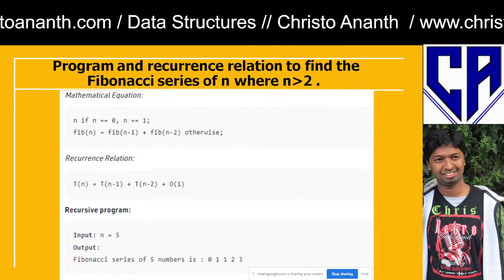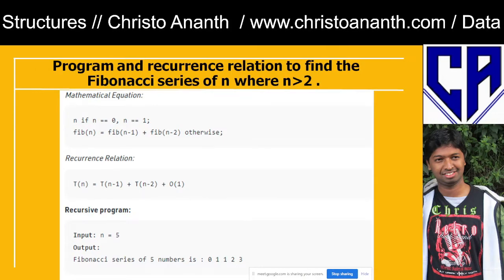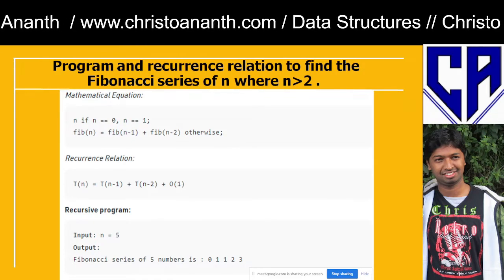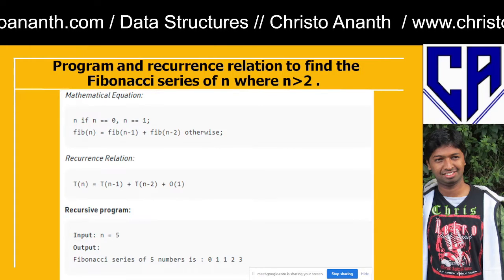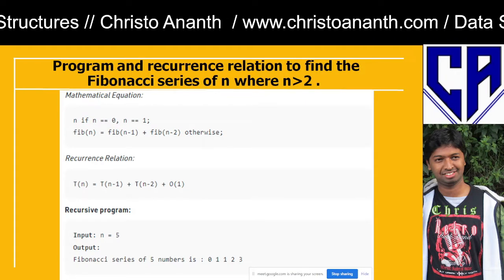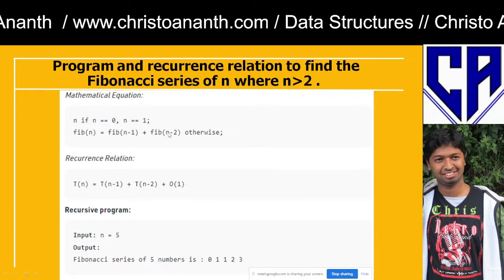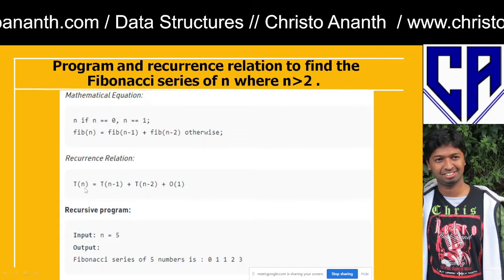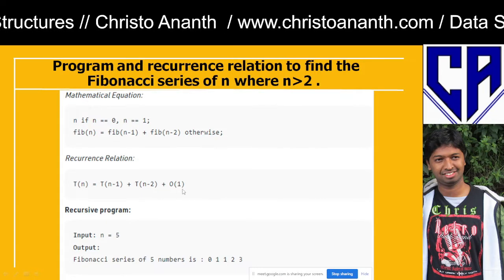So we have a program as well as a recurrence relation to find the Fibonacci series of n where n is greater than 2. We have a mathematical equation: if n is equal to 0 or n is equal to 1, it is going to compare, otherwise Fibonacci of n equals fib of n minus 1 plus fib of n minus 2. Otherwise, there is a recurrence relation T of n equals T of n minus 1 plus T of n minus 2 plus order of 1.